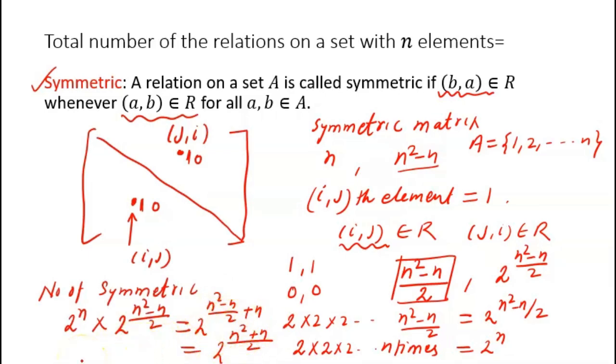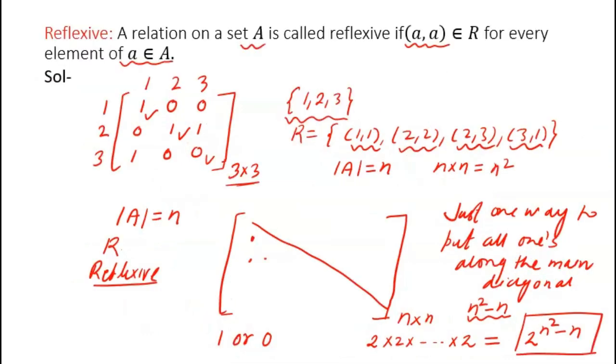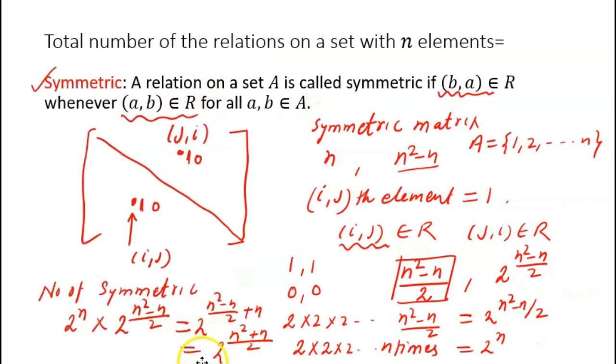I hope up to this there is no doubt. Next we are going to, so we have talked about three types. First is the total number of relations, that is 2 to the power n square. Then we talked about the total number of reflexive relations, that is 2 to the power n square minus n. Here we have seen 2 to the power n square minus n, and the total number of symmetric relations is this. Okay.